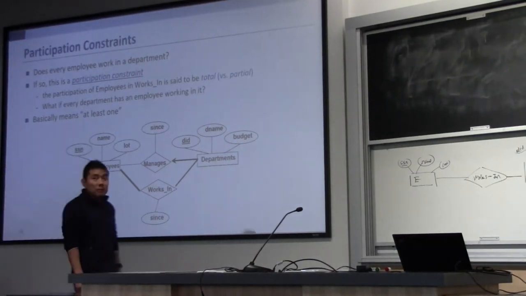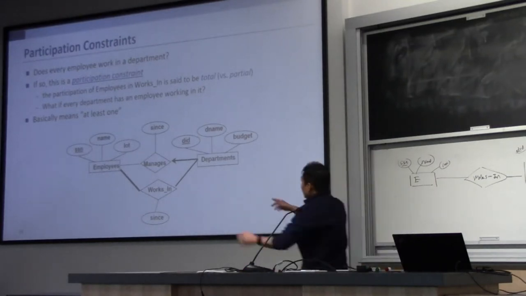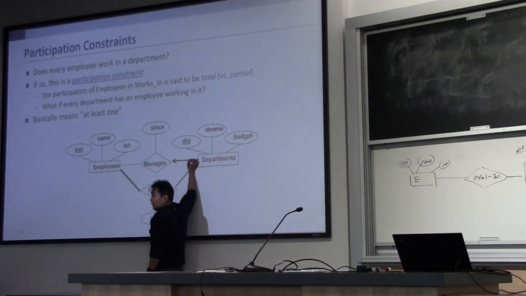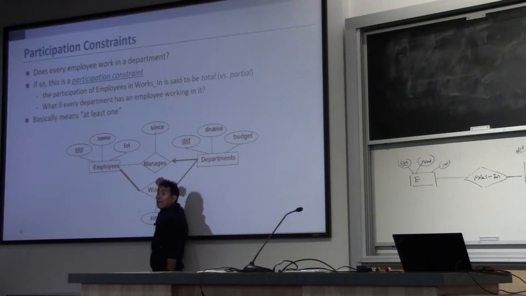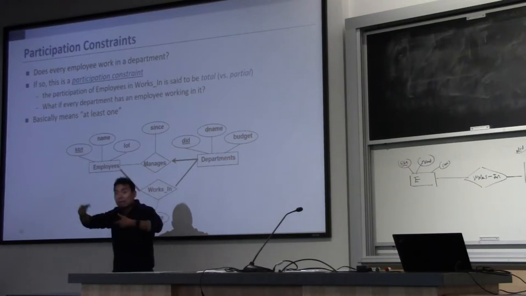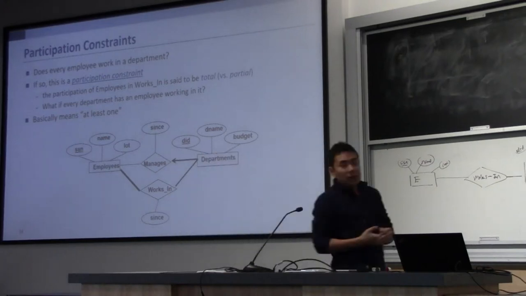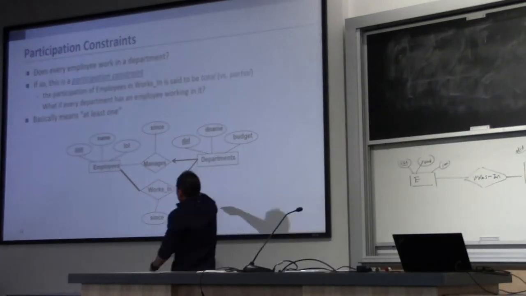Yes. And how many managers can that department have? Yes. It's a one to many mapping. So without the bold, they already imply each firm can have at most one manager. Now with the bold, that means you have to have at least one manager. Combine the two means that each firm has exactly one manager.